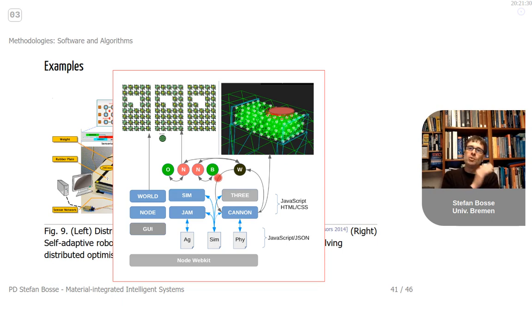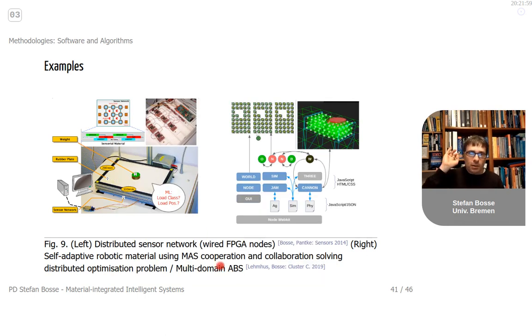On the other side, here we have an example of multi-domain simulation using a three-dimensional GEM network in simulation, and interconnected, and the agents fulfill a self-organized optimization problem by adapting a material to react on loads and defects. Here you see holes. These are holes in the structure, and the multi-agent system succeeded in solving a distributed optimization problem by minimizing the entire strain energy of the structure.